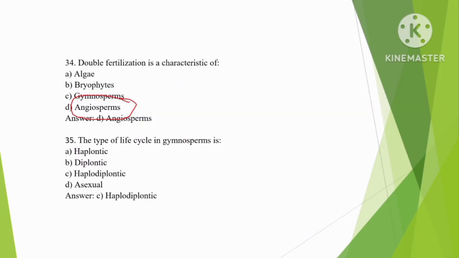Type of life cycle in gymnosperms is haplodiplontic. Haplodiplontic because there is alternation of generations with multicellular haploid and diploid stages.